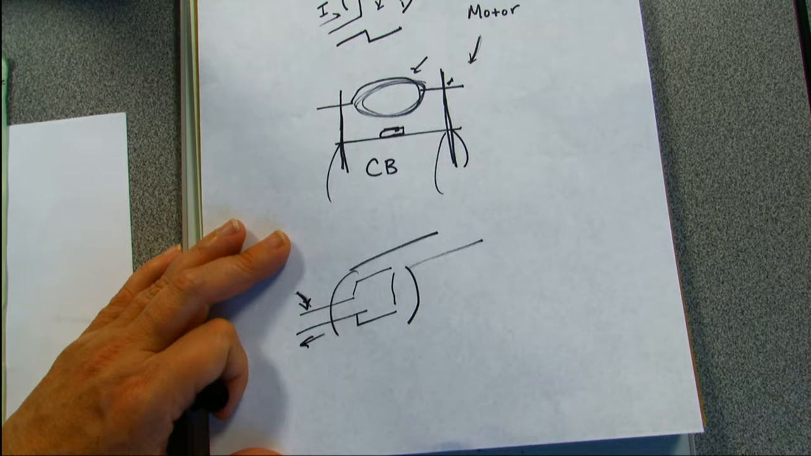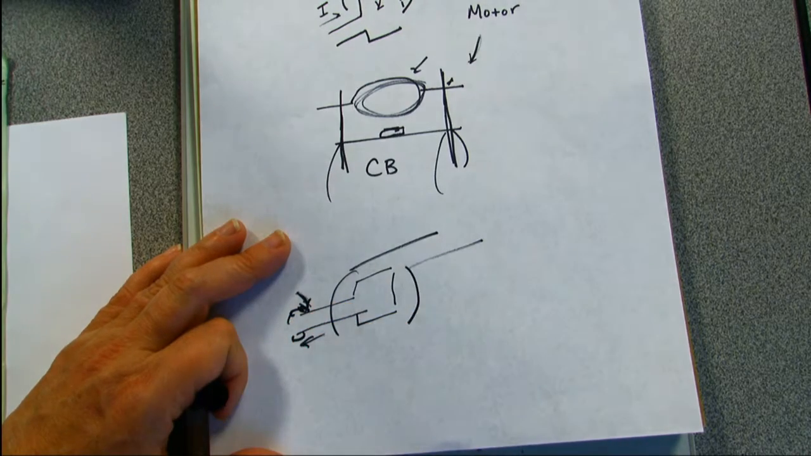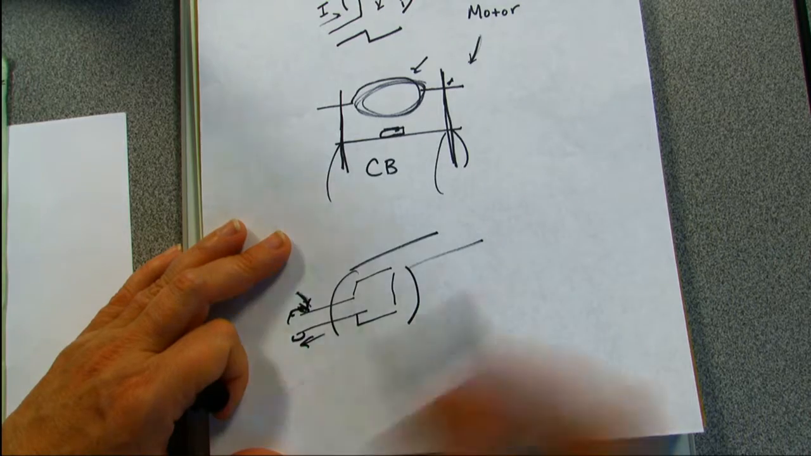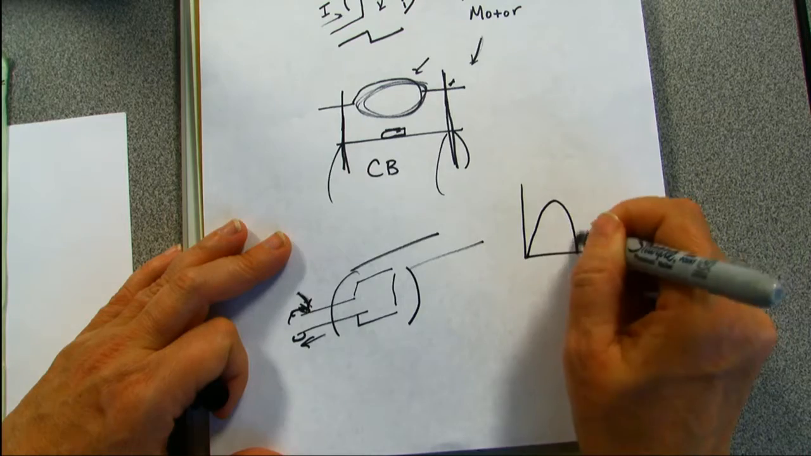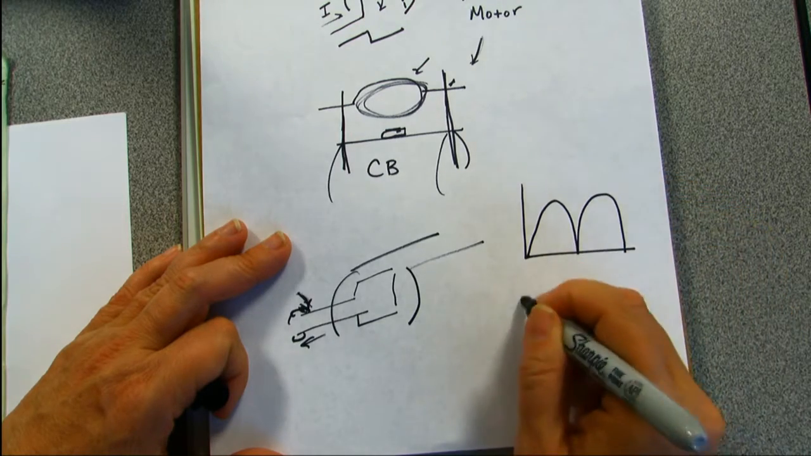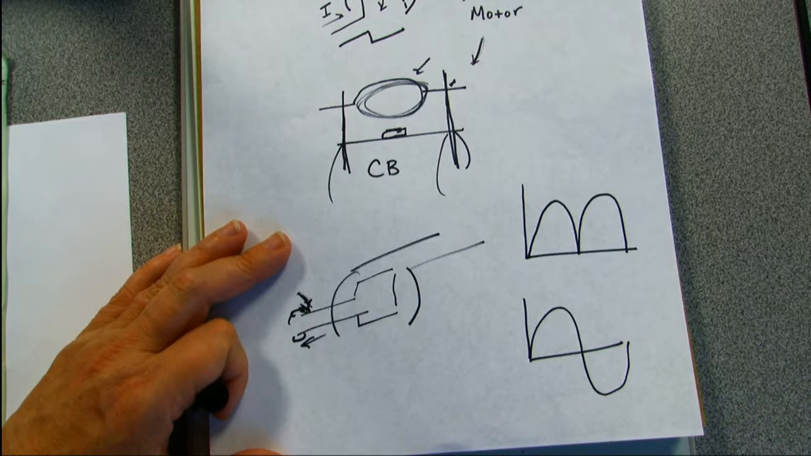The difference between an AC and a DC motor is how you have the pickups on this loop. And the DC motor, or the DC generator, will give you current that looks like this. My AC will give you current that looks like that. So that's how we actually pick it up.